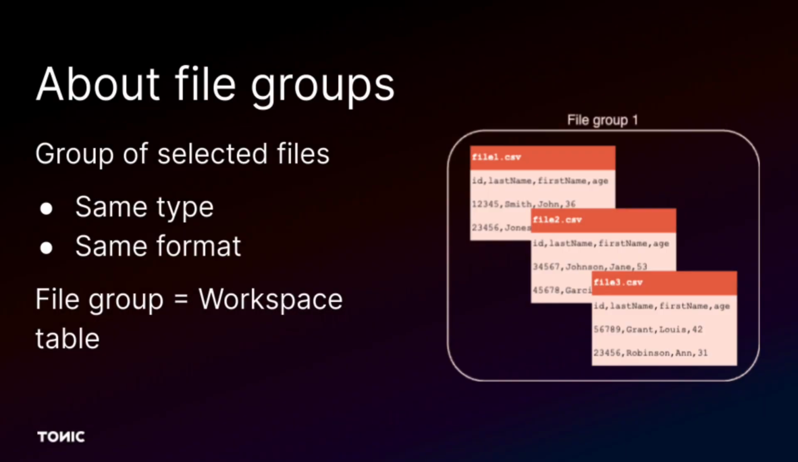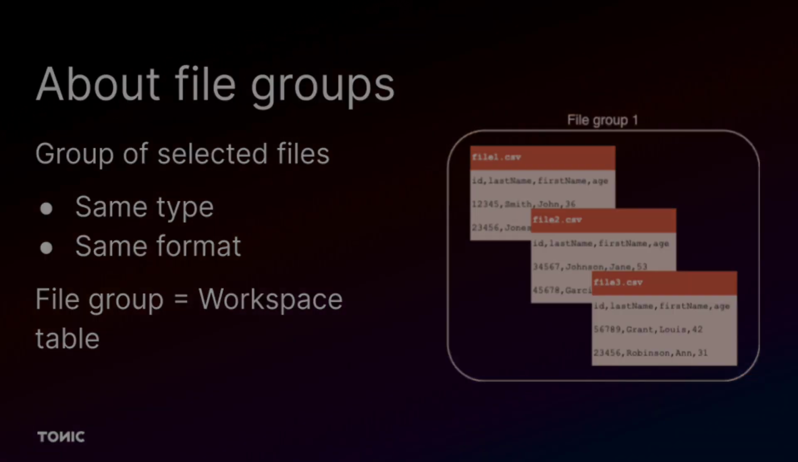To identify the source files, you create file groups. A file group contains a set of files that are of the same type, CSV, XML, or JSON, and that have the same structure. For example, CSV files in a file group must have the same columns and use the same delimiter. Tonic treats each file group as a workspace table.